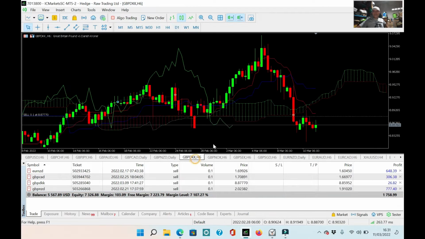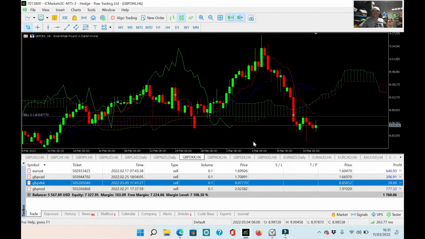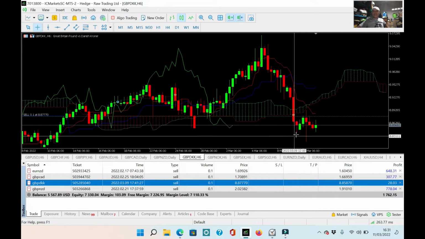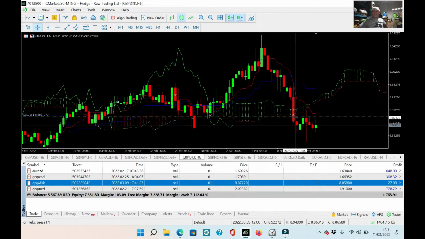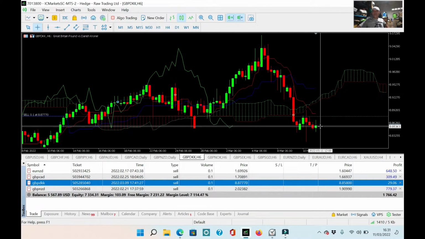$777. Okay, next trade. So this is the latest trade that I made. This is Pound sterling Danish kroner, and I made this one on 9 March, which means 2 days ago. You can see the red arrow here, and now still floating 28 pips or $28.